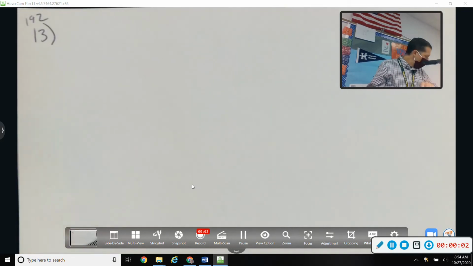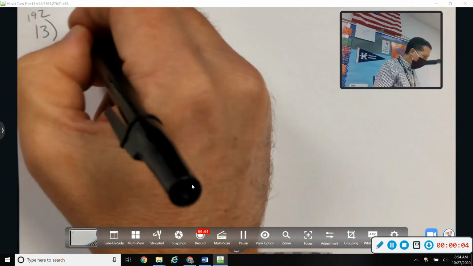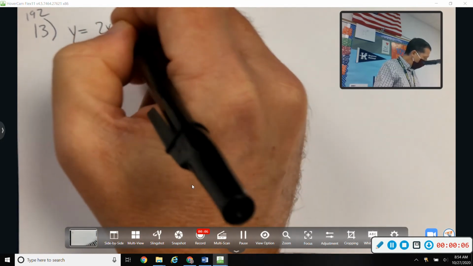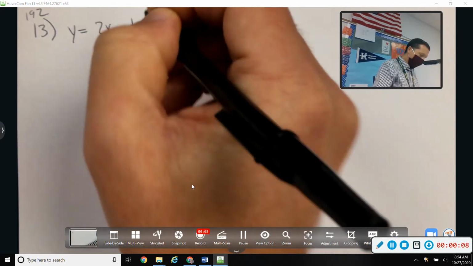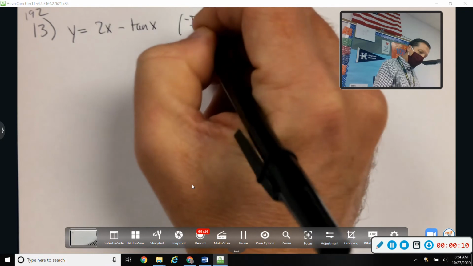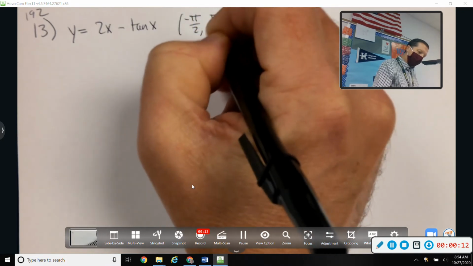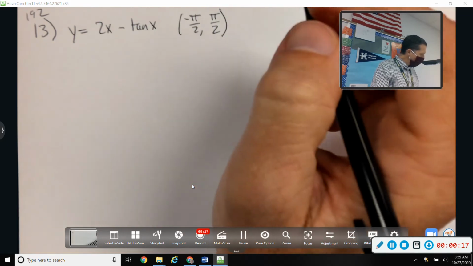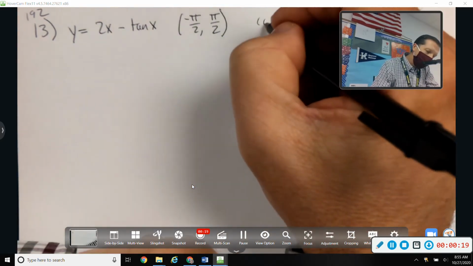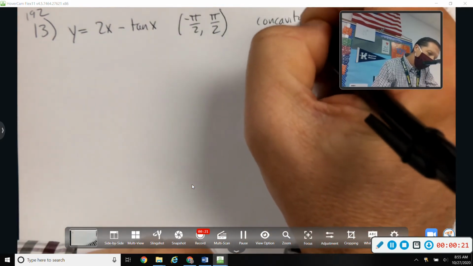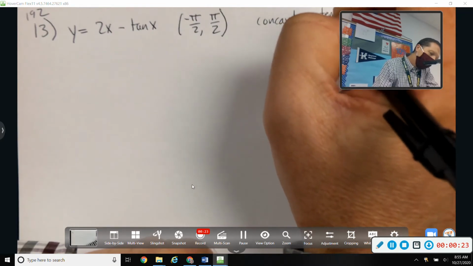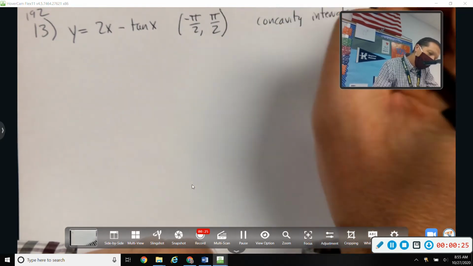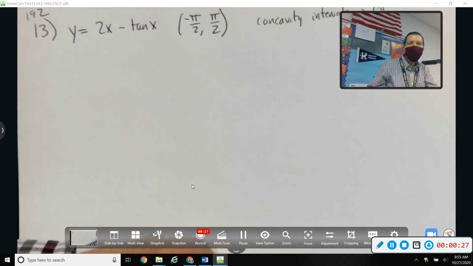Page 192, number 13. Y equals 2x minus tangent of x, between negative pi over 2 and pi over 2. Determine the open intervals where the graph is concave up and concave down. So concavity intervals, that means use the second derivative.